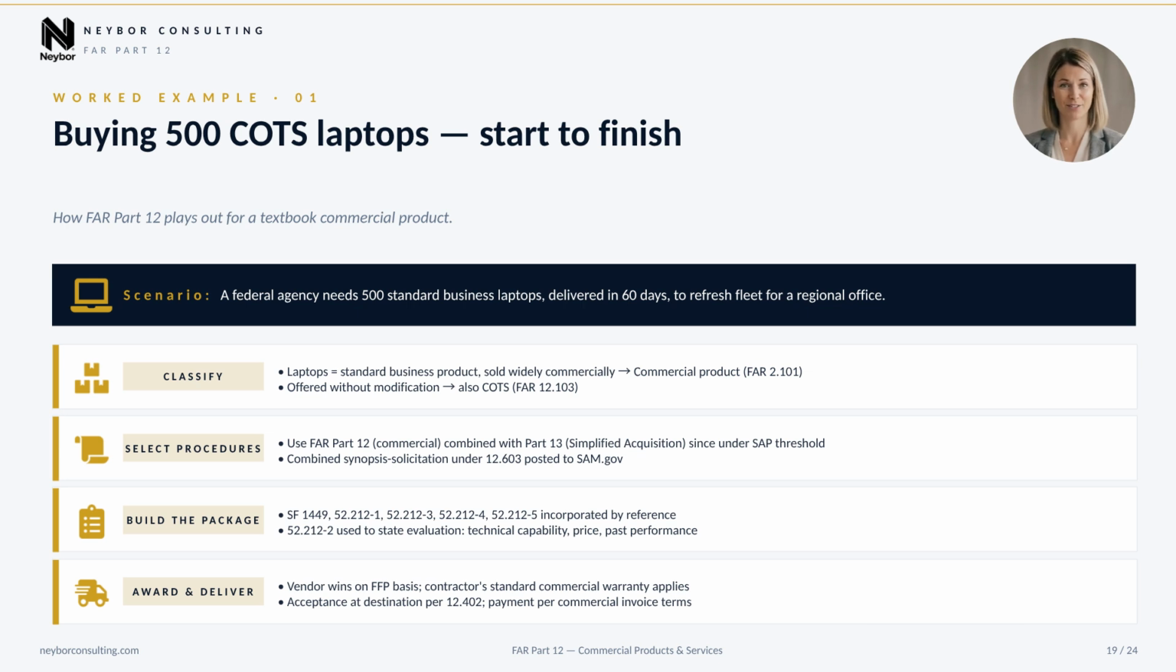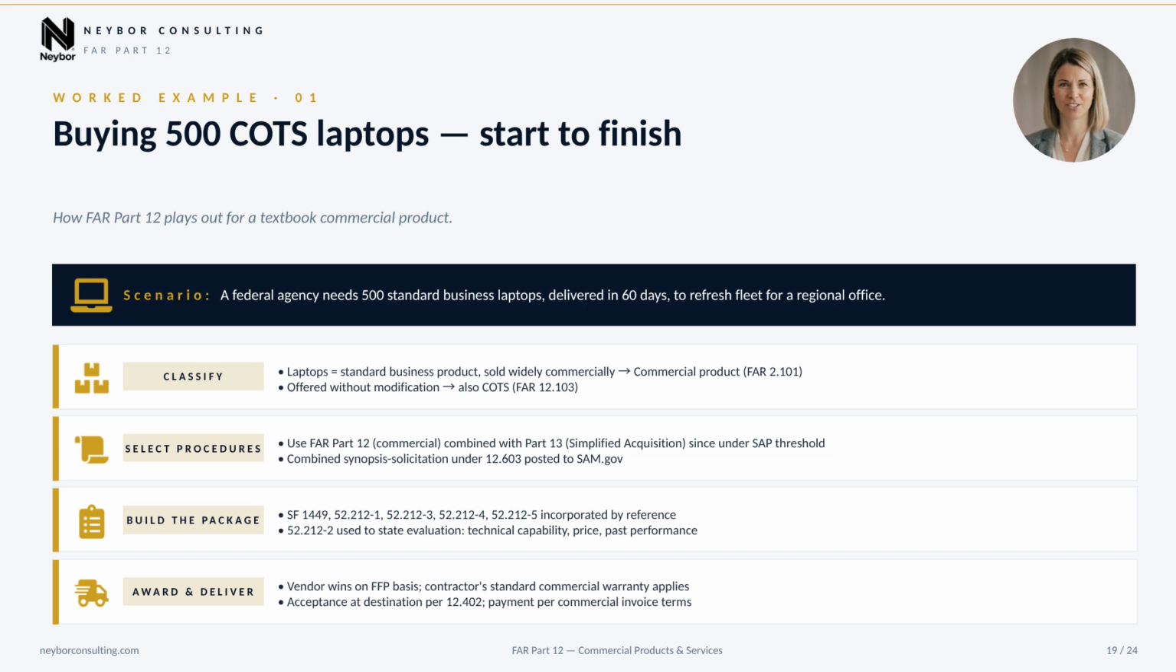Step 3, build the package. The CO uses SF 1449 with the standard 52.212-1, -3, -4, and -5 clauses incorporated by reference. They use 52.212-2 to state the evaluation criteria: technical capability, price, and past performance. Step 4, award and deliver. The vendor wins on a firm fixed price basis. The contractor's standard commercial warranty applies. Acceptance occurs at destination per 12.402. Payment runs on commercial invoice terms.